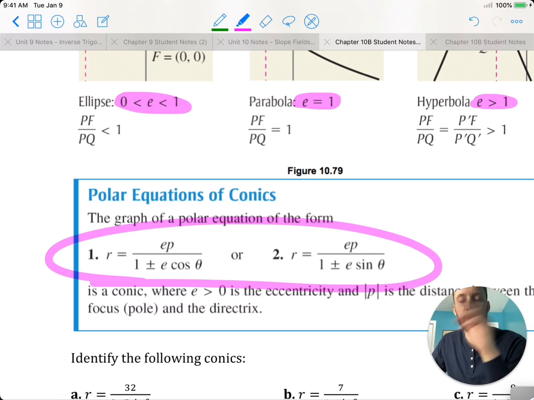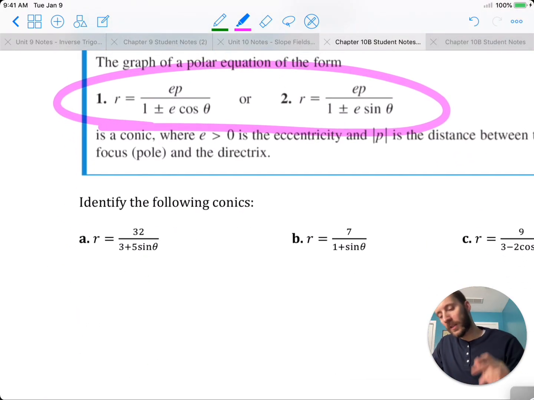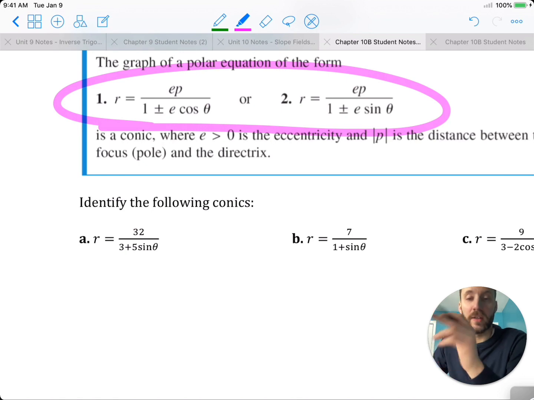Either of those, cosine or sine, plus or minus in either one, can be a conic, parabola, or hyperbola based upon what the eccentricity is. That e value in front of the cosine or the e value in front of the sine. If you can isolate that value, you can determine what type of conic it is. So the cosine or sine doesn't matter. The plus or minus doesn't matter. All that matters is the eccentricity value.